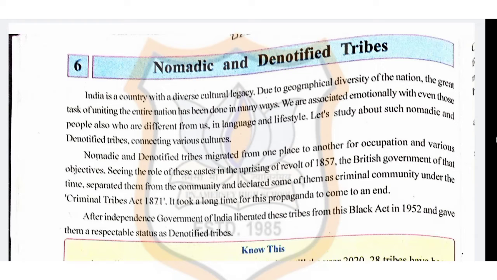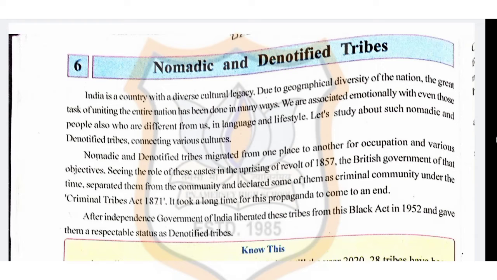Therefore, the British government enacted the Criminal Tribes Act 1871 to separate these castes from other communities. Under this law, the British government falsely accused some castes and declared them a criminal community.